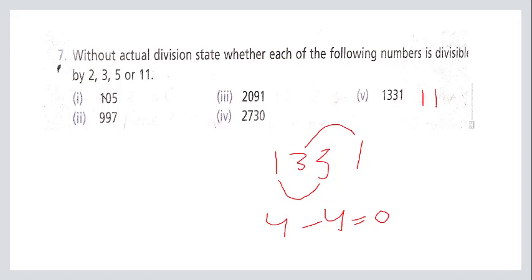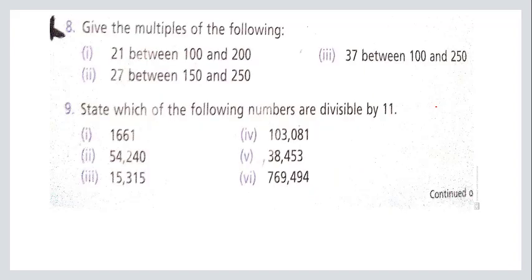Now moving to the next question. Give the multiples of the following. Now in this question, you need to give the multiples of 21 between 100 and 200. If I multiply 21 with 4, 21 fours are 84. But this 84 is below 100. We should find the multiples of 21 between 100 and 200. Now if I multiply 21 with 5, I get the result 105. So 105 is in between 100 and 200.